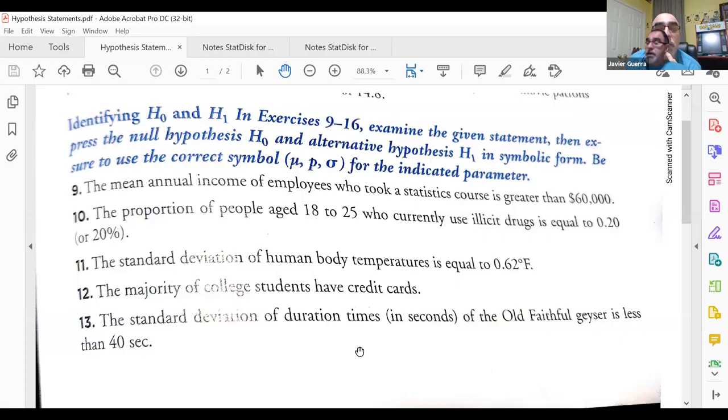Okay, there you go. Okay, number 10. The proportion of people age 18 to 25, that's me, who currently use illicit drugs, that's me, is equal to 0.20 or 20%. Okay, ladies, what variable are we going to use for our statements for number 10? Is it the mu, the p, or the sigma?